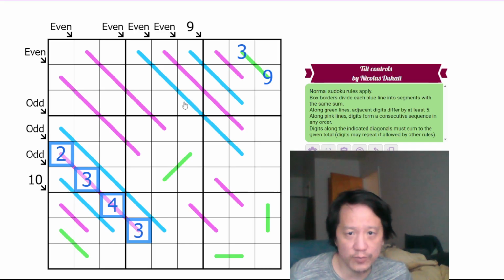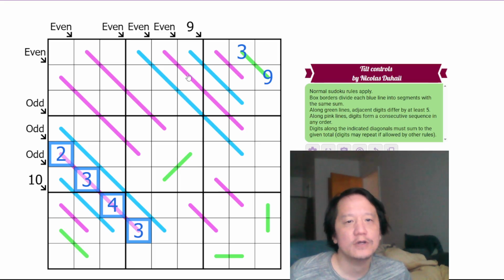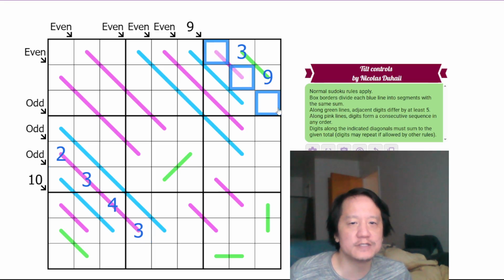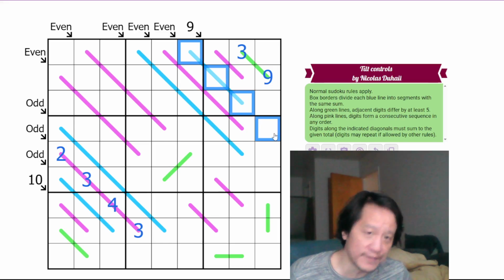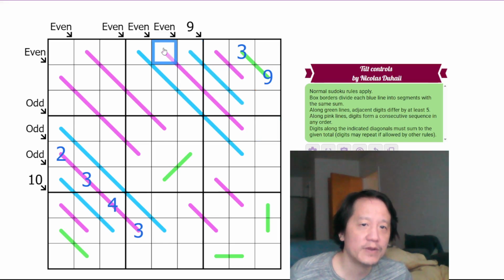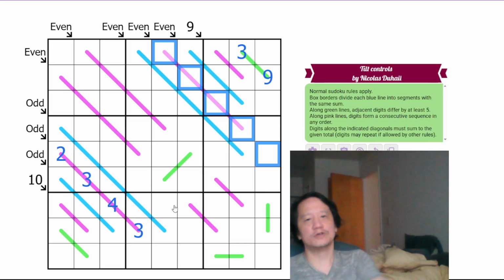And finally, digits along the indicated diagonals must sum to the given total, and digits may repeat if allowed by other rules. So for example, along this diagonal, it must add up to 9. Along this diagonal, it has to be an even sum. Along this diagonal, it also must be an even sum, etc. And those are all the rules.